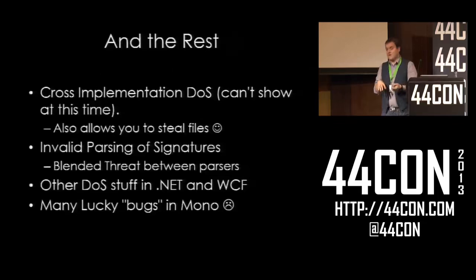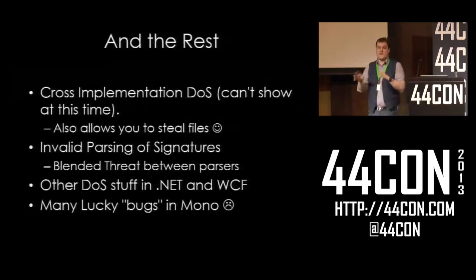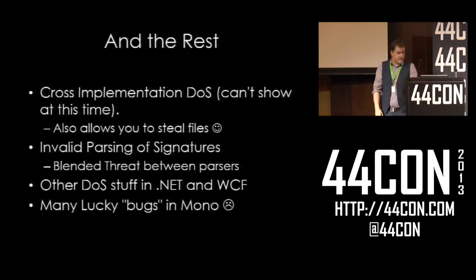Some of their signature parsing was a bit weird. So the Java implementation, for example, doesn't care about the names of the elements. It just assumes that if they're in the right order, that's probably good enough for it. So you can end up with blended attacks. So if one processor processes it one time and another does it another time, you get it signed by two different people. And various other DOS stuff in .NET, and Mono getting lucky.